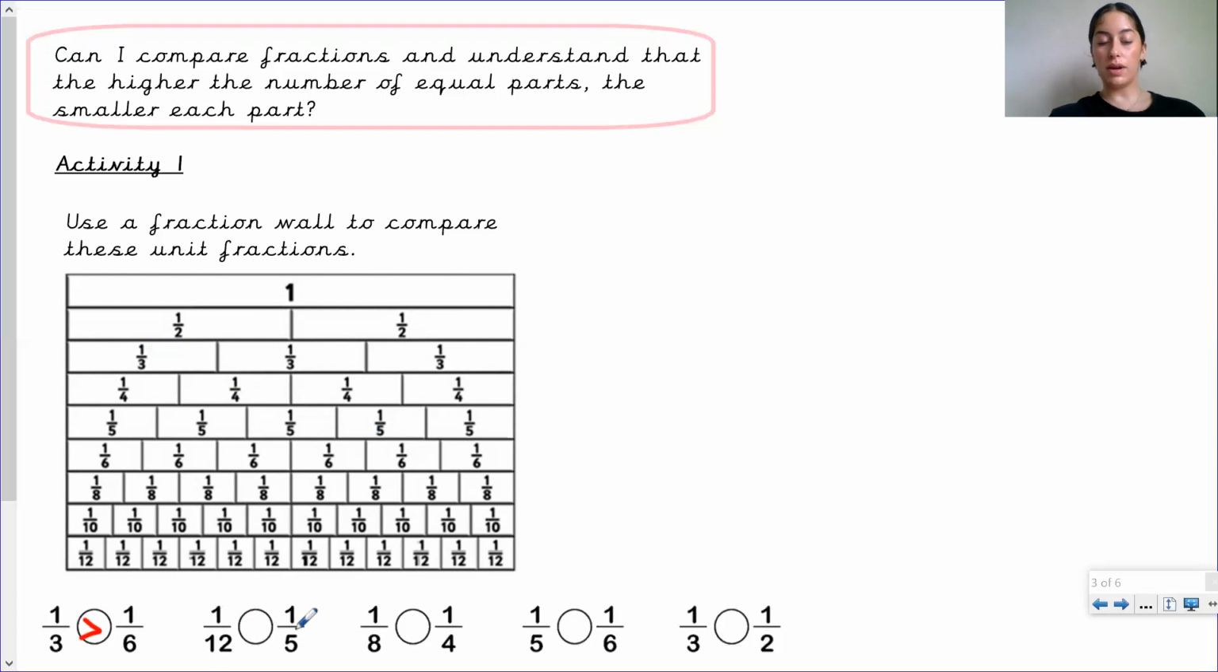How about 1/12 and 1/5? Well, I know that for 1/12 the whole would have been divided into 12 equal parts. So each part is going to be quite small. 1/5, well, the whole is divided into 5 equal parts, so the parts are bigger. So 1/5 is larger than 1/12, or 1/12 is smaller than 1/5.